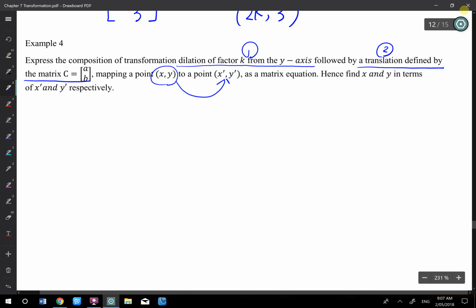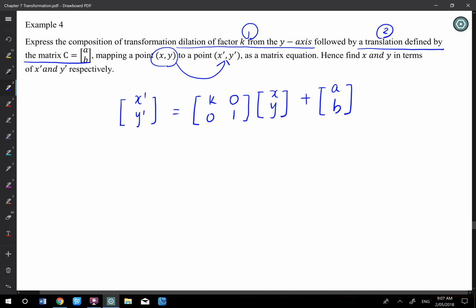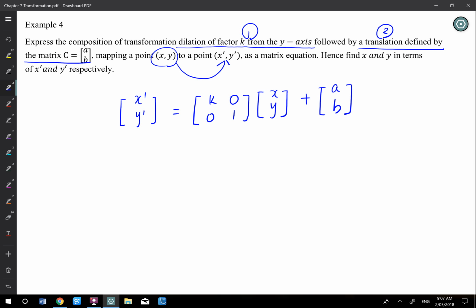So the matrix I should be able to set up is: the new point equals, well, the dilation happened first, so it's the matrix [k 0; 0 1] times the original point, and add a translation (a, b). Okay, that's something we can write.